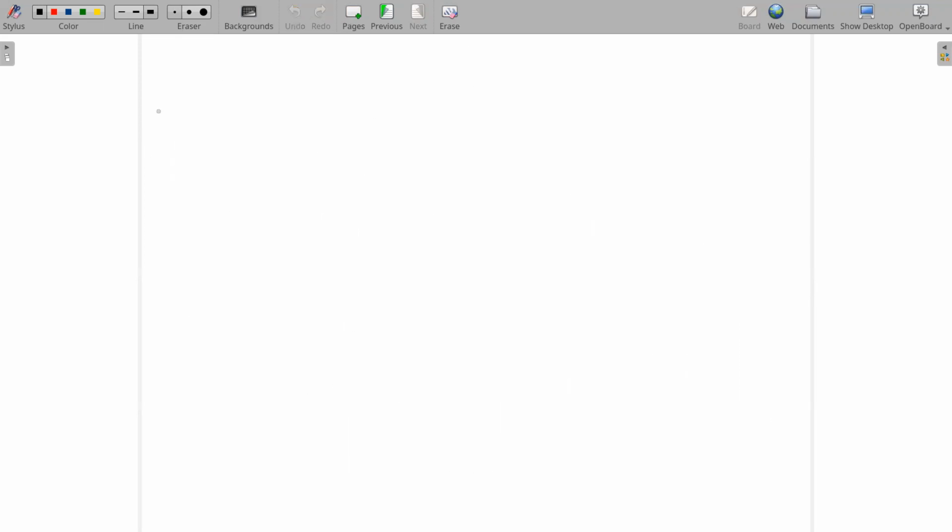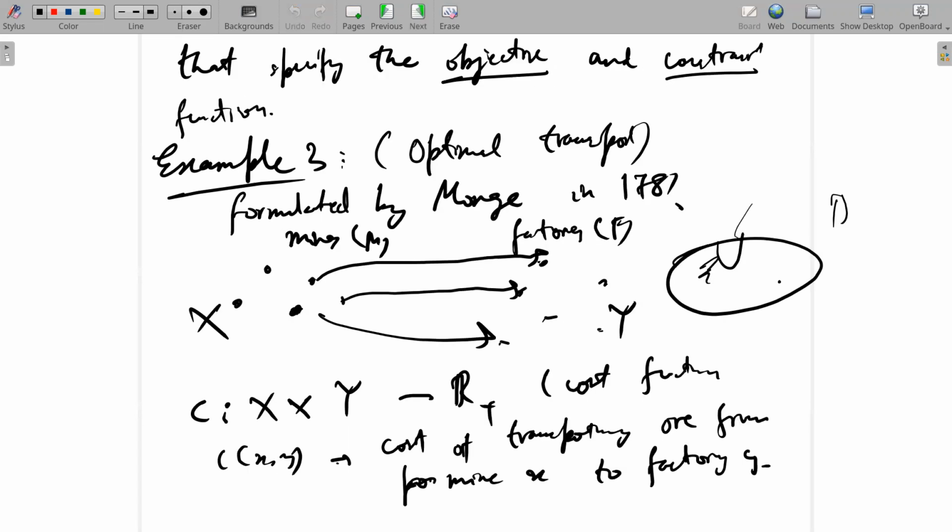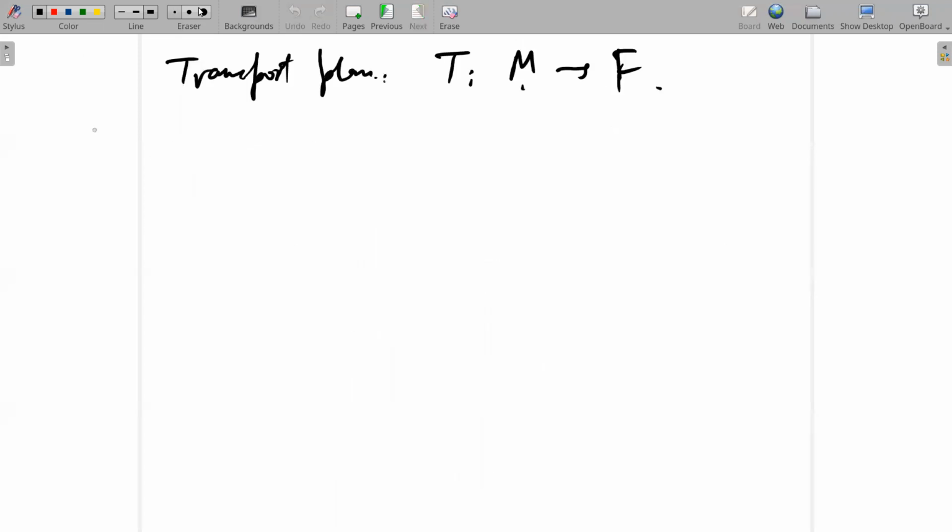So then, what is a transport plan? A transport plan is essentially a map T from M to F. Perhaps I used X and Y instead of that; maybe I should have used M and F, since I have done that already. Let me just stick with X and Y. So a transport plan is a mapping from X to Y. It is assigning to every mine a factory: whatever you're getting from this mine, you should send to that factory. Now the optimal transport plan.